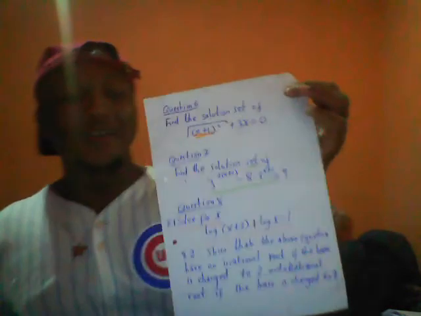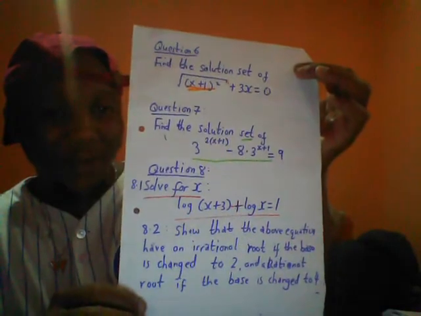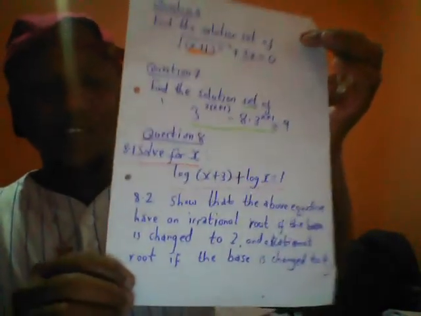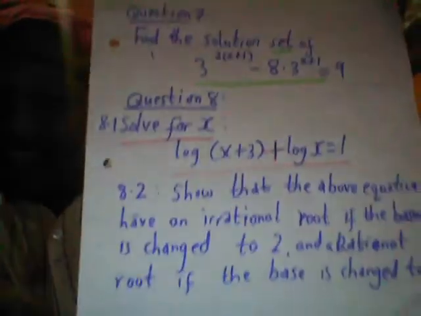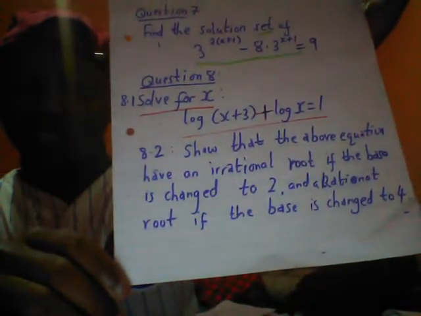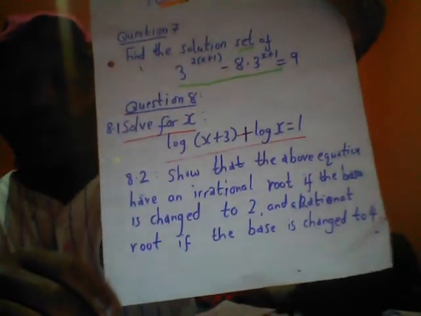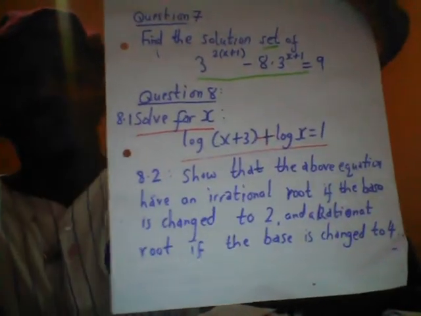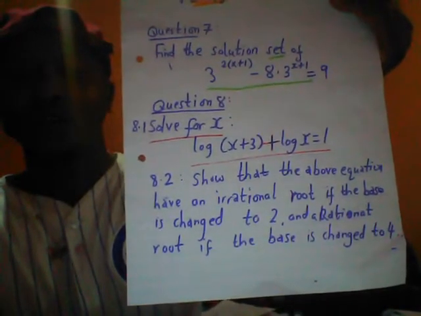Question number 7 is done already. Question number 8.1 is done already. So question 8.2. They say show that the above equation has irrational roots if the base changes from 2 to 4.